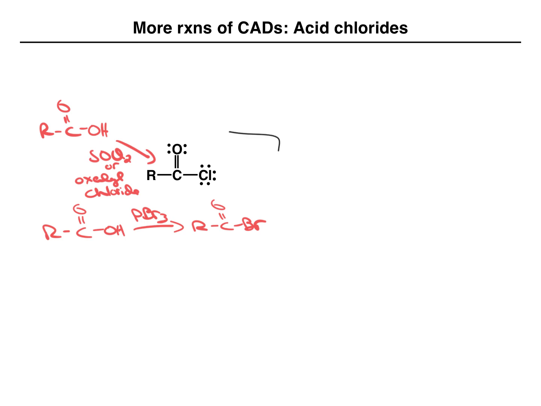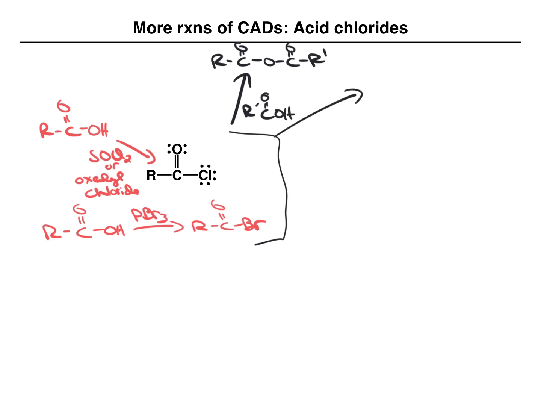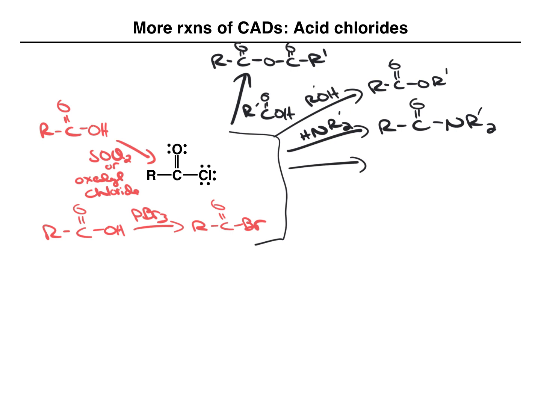So whether we're starting with an acid chloride or an acid bromide, we could react this with a carboxylic acid in order to form an anhydride. We could react this with an alcohol to form an ester. We could react an acid chloride or an acid bromide with an amine to give an amide. Or we can hydrolyze an acid chloride or acid bromide to give a carboxylic acid.